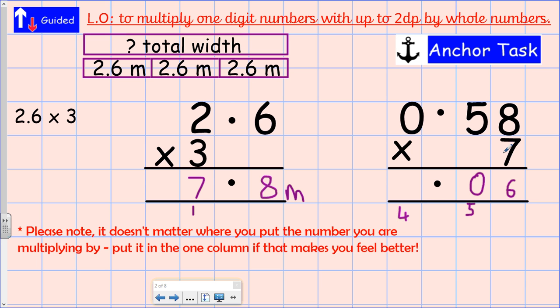0 times 7, please people, is not 7, it's 0. And then just remember about that 4 that we've put over there. So we end up with 4. I'm just going to write that out again. So it's 4.06 meters, and that was our height for the challenge.